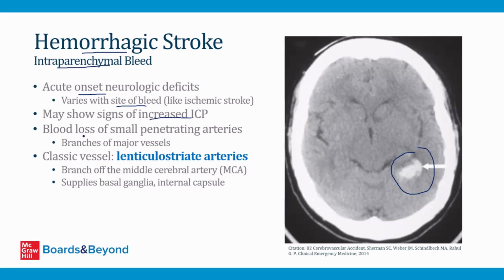The usual cause of hemorrhagic strokes is blood loss from small penetrating arteries that are branches of major vessels. So these strokes usually don't involve bleeding from things like the middle cerebral artery or the anterior cerebral artery or the large vessels of the circle of Willis. Instead, they involve bleeding from small branches of those large vessels. The classic vessel to cause one of these hemorrhagic strokes is one of the lenticulostriate arteries. These are very small branches of the MCA, and they supply the basal ganglia and the internal capsule. That's this region deep inside the brain tissue where this bleed on this CT scan is shown on the slide.